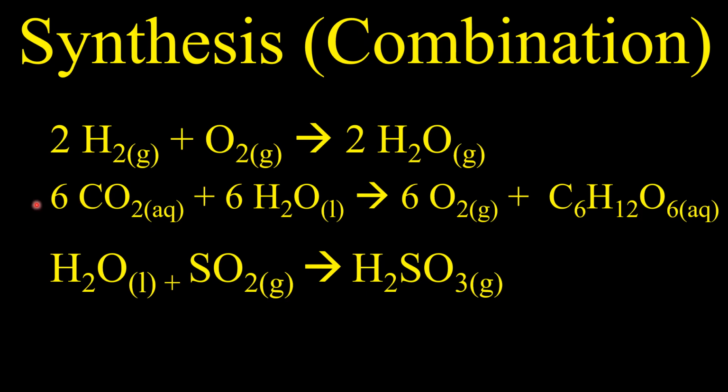This reaction, this middle one, you're familiar with from biology as photosynthesis. You can hear the synthesis in the name. 6 carbon dioxides reacting with 6 waters to make 6 oxygens and 1 much more complex glucose. Or you could have synthesis of a component of acid rain, which would be where sulfur dioxide reacts with water to make sulfurous acid.